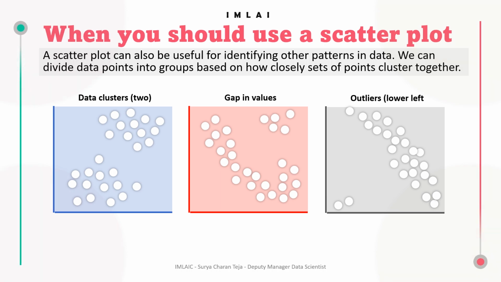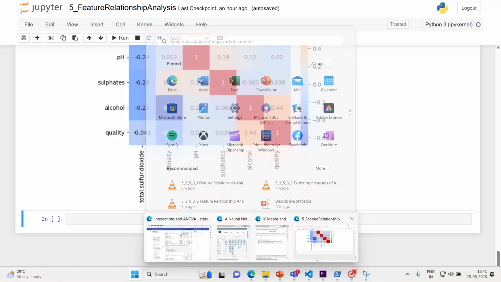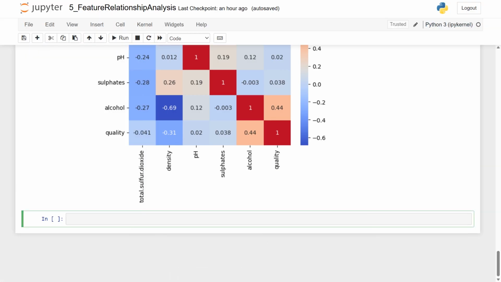Now let's try to demonstrate how scatter plots can be used to visualize the relationship between two continuous variables with respect to our data set that we were doing so far. So let's get into Jupyter Notebook, and this is step 3. I'll write it as scatter plots.